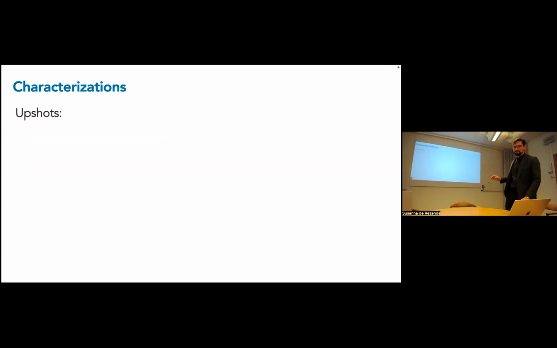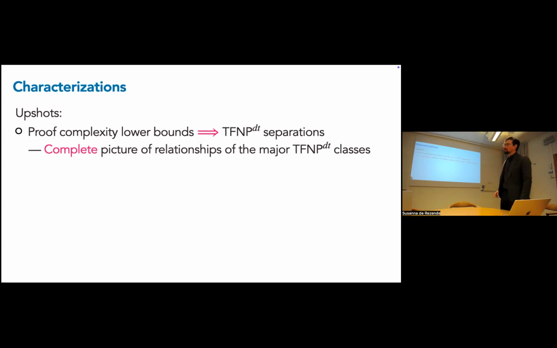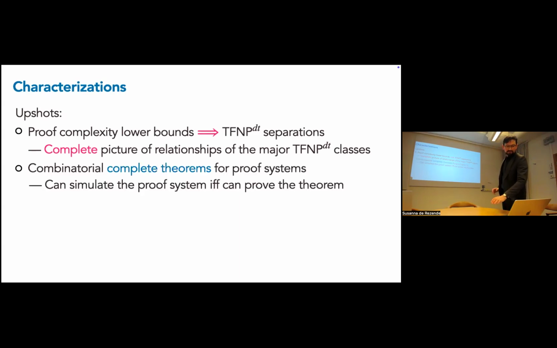Okay, so some upshots of these nice characterizations. First is that proof complexity lower bounds can be used to prove black box separations between these TFNP classes. This has resulted in a complete picture of the relationships between the major TFNP classes. It also gives very nice structural results for proof complexity, such as we get combinatorial complete problems for proof systems. Previously, for some proof systems, the reflection principle was their complete problem. And now you get much nicer things.